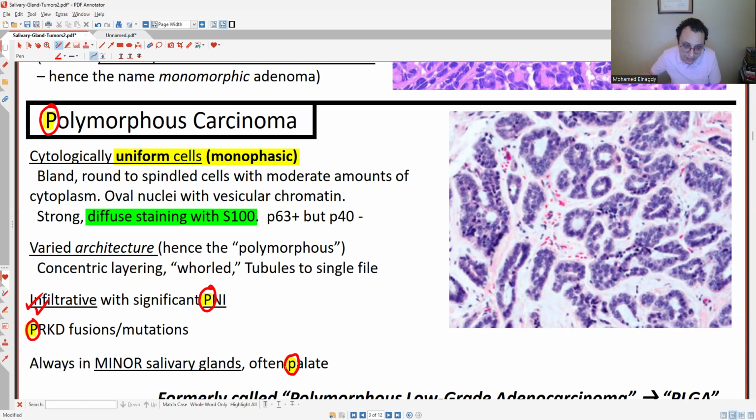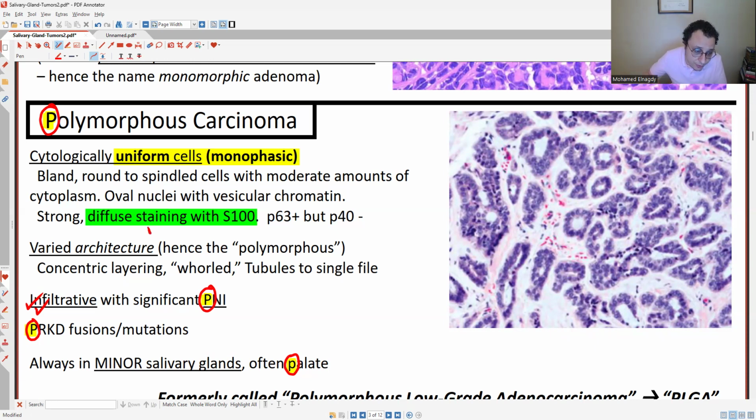The third P is palate. It usually happens in the palate, in the minor salivary glands, especially those of the palate. So they tell you that this patient is having a palate mass or a mass in his palate, and they took a biopsy out of it, or they took a representative section out of it. So before you look, prepare your mind that you might end up looking at polymorphous carcinoma: palate, PRKD, PNI. It's a carcinoma, it's malignant, it infiltrates the nerves, PNI.